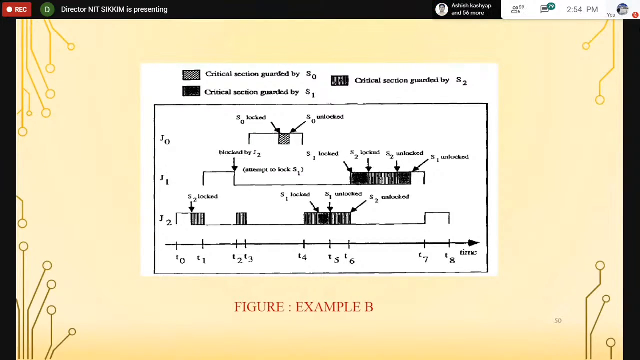So the problem of deadlock which was there in the earlier protocol, the priority inheritance protocol, was solved by putting the priority ceiling on the resources or the semaphores which guard your resources. And this is the way you are going to resolve the problem of deadlock.